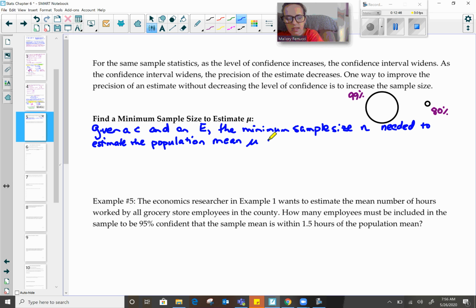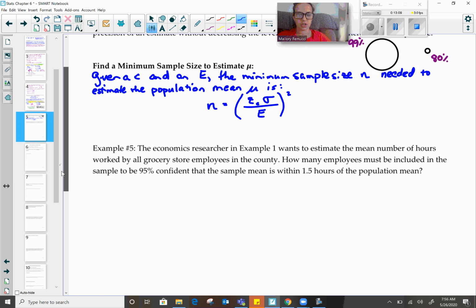mu is, we're going to use this formula: N equals the critical z-score times the population standard deviation divided by the margin of error, squared. Nice. It's just a plug and chug.